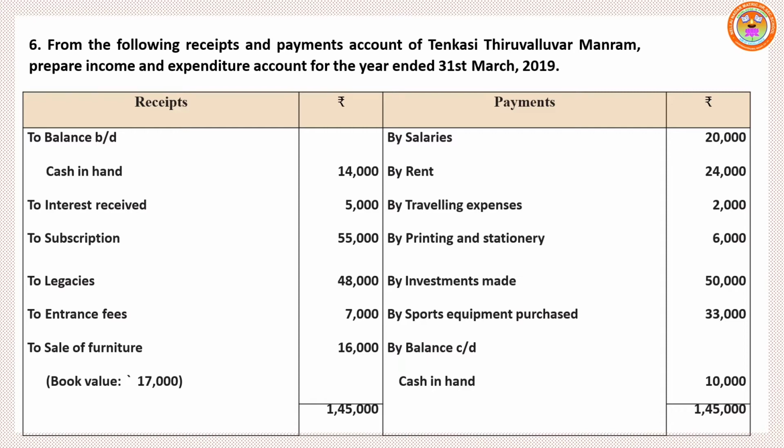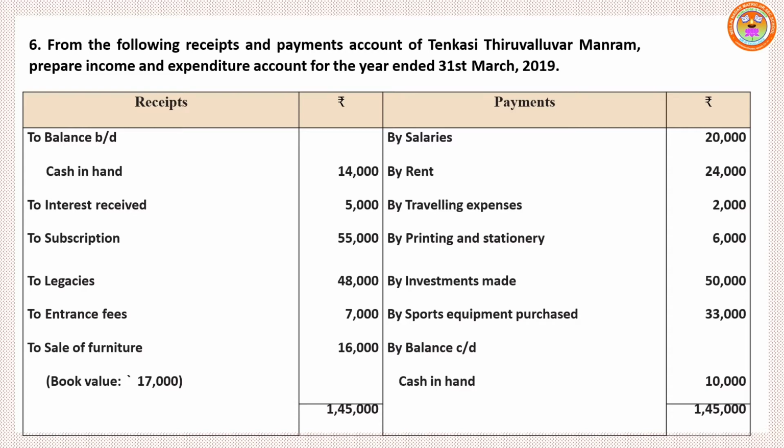First one, no opening and closing cash balance or bank balance. We should omit it, it must not be recorded. And then only revenue transactions alone are to be recorded. Capital transactions are not to be recorded. Third point, only current year transactions alone are to be recorded. Then non-cash items also are to be recorded. So look at the first one. To balance b/d, cash in hand 14,000 should be omitted.